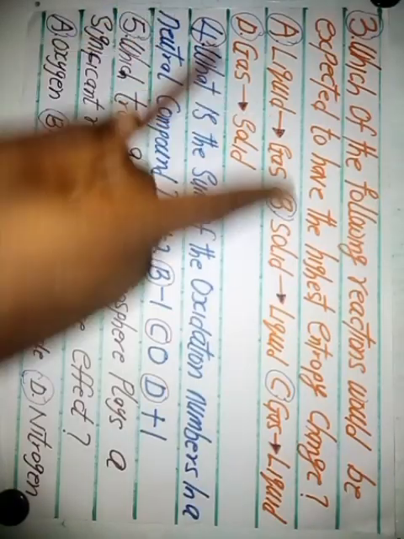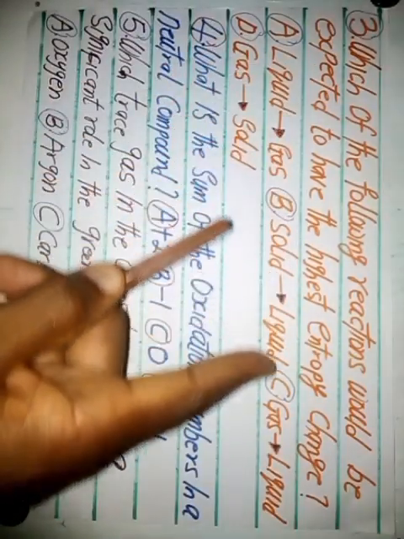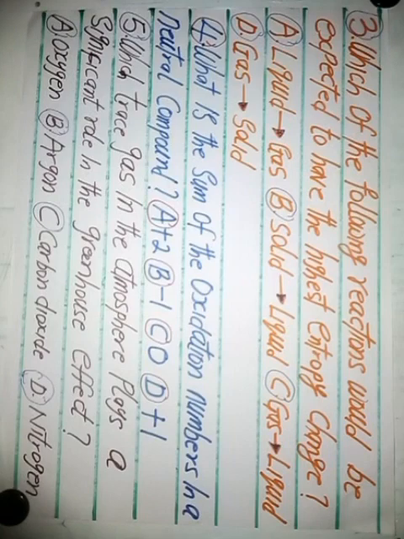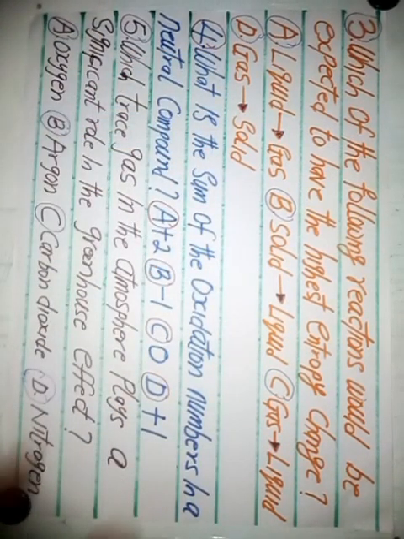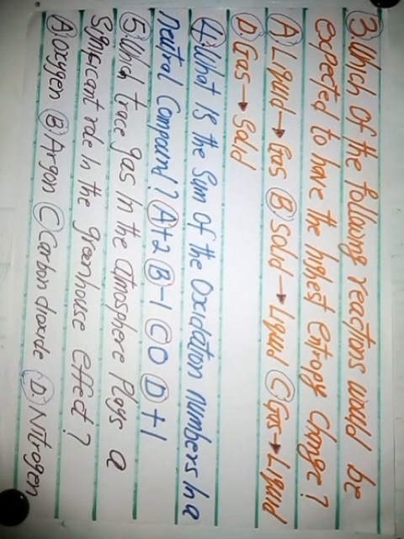Number 3. Which of the following reactions would be expected to have the highest entropy change? Liquid to gas, solid to liquid, gas to solid. First of all, entropy is the degree of randomness or disorderliness of a system. So you expect that gas particles would have the highest entropy. You have to look for the option where the conversion is to gas.